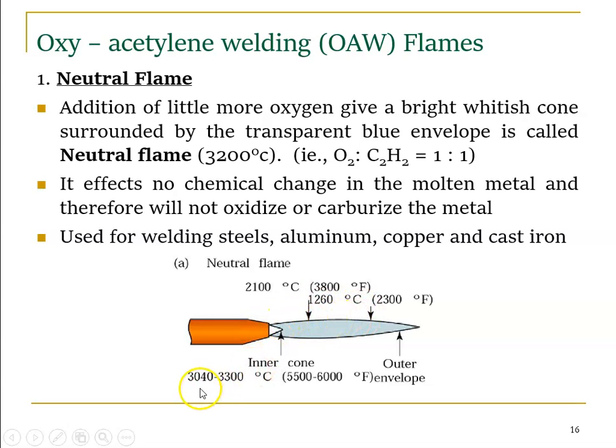The inner cone temperature may be approximately 3000 degrees Celsius. The outer envelope may be 3800 degrees Celsius. The ratio is generally 1:1, oxygen and acetylene mixed in equal proportion. It affects no chemical change in the molten metal and therefore will not oxidize or carburize the metal. The neutral flame is used for welding steels, aluminium, copper and cast irons.